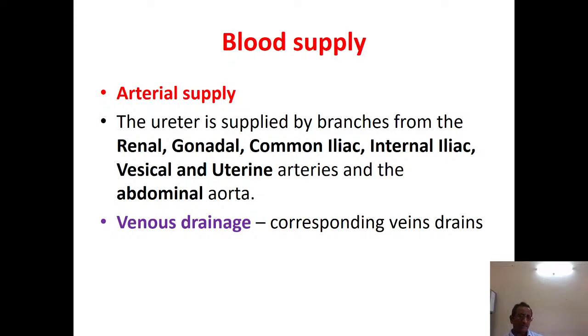Then arterial supply. The ureter is supplied by branches from renal, gonadal, common iliac, internal iliac, vesical, and uterine arteries. So these are the names of the renal, that is from kidney, gonadal from the gonads, common iliac, internal iliac, vesical, and uterine. So these are all the branches that are giving branches to the ureter. Then venous drainage is from corresponding veins.